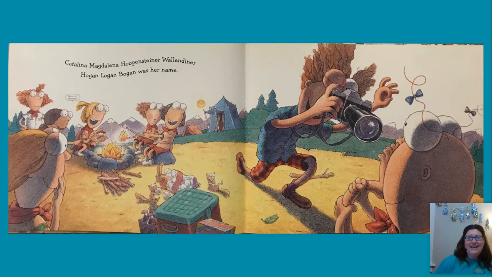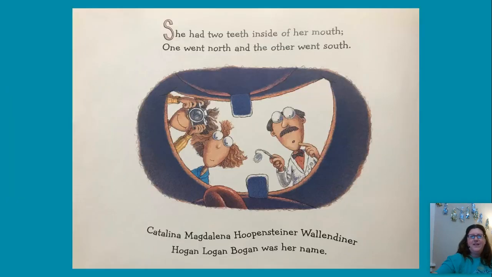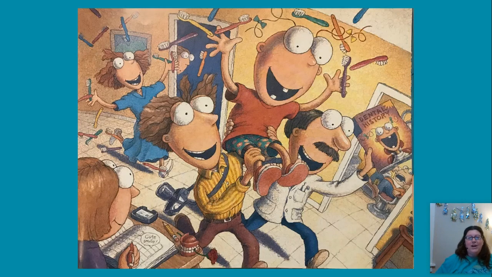Catalina, Magdalena, Hoopensteiner, Wallendiner, Hogan, Logan, Bogan was her name. You see, there's Dad taking a picture again. She had two teeth inside of her mouth. One went north and the other went south. Catalina, Magdalena, Hoopensteiner, Wallendiner, Hogan, Logan, Bogan was her name.